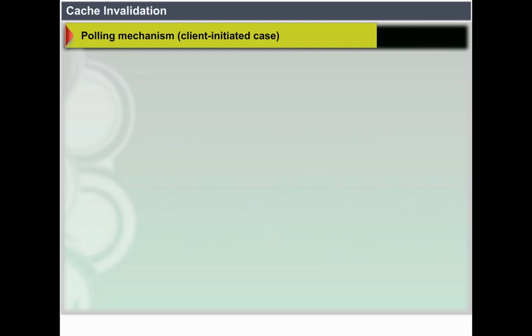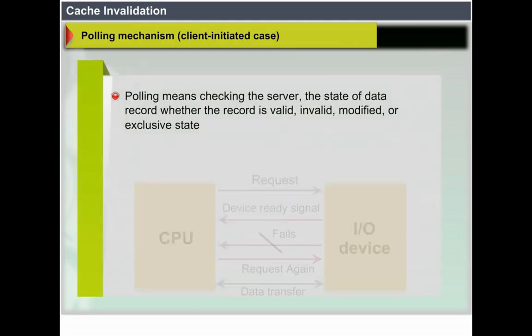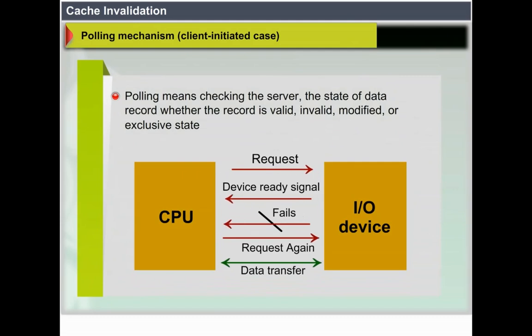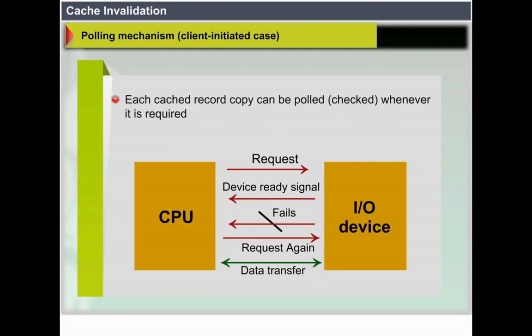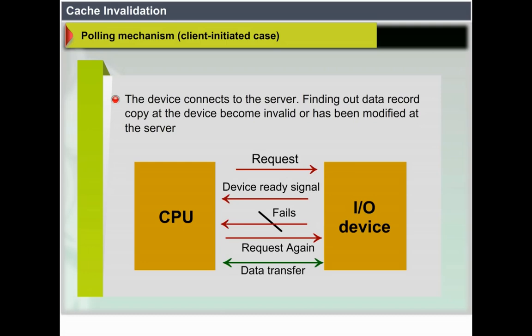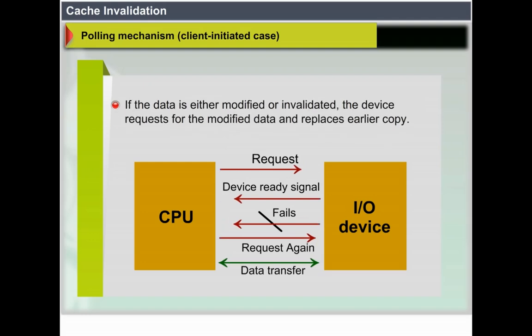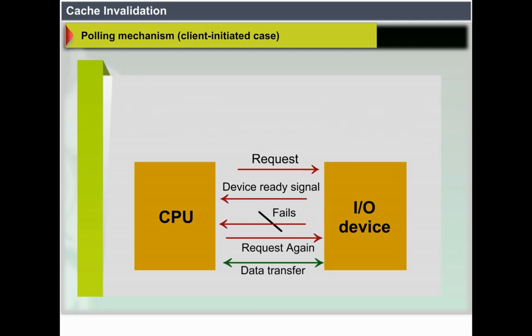Polling mechanism, client-initiated case. Polling means checking from the server the state of a data record, whether the record is valid, invalid, modified, or exclusive state. Each cached record copy is polled whenever required. The device connects to the server and finds out whether the data record copy at the device has become invalid or has been modified at the server. If modified or invalidated, then the device requests the modified data and replaces the earlier copy.